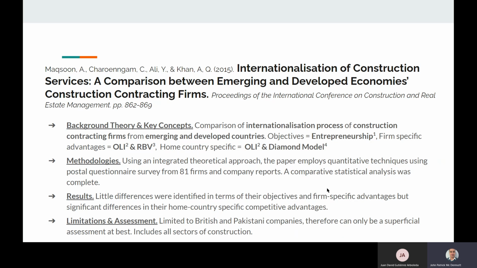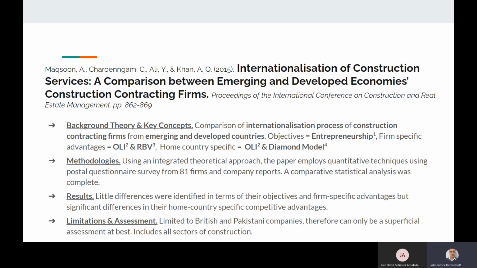The results: there were little differences identified in terms of their objectives and firm-specific advantages, but significant differences in their home country-specific competitive advantages. And that actually included, if I bring it up here, for the developed country, advantages of financial funding, sufficient supply of trained workforce and government's encouragement, whereas the respondents from the developing country cited a sufficient supply of trained workforce, multicultural staff, and response of foreign competitors. They were their specific advantages.